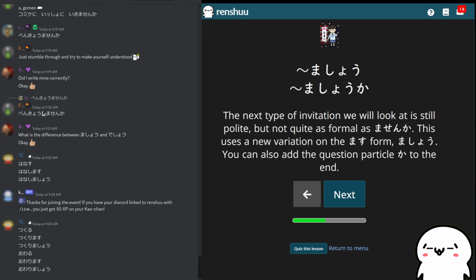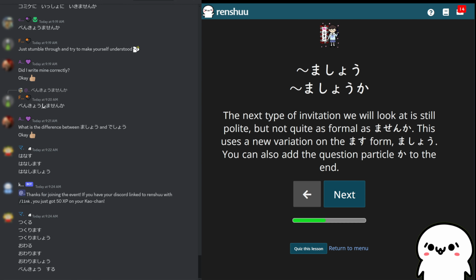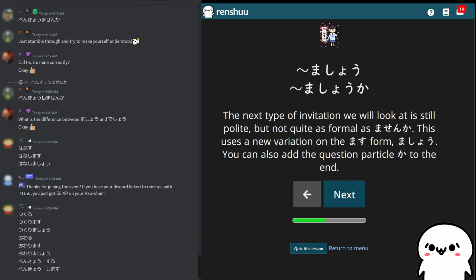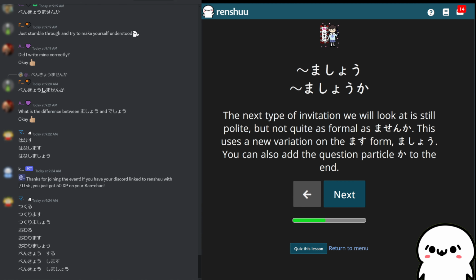Or if we're using our generic do verb, maybe we're saying let's study. So we have benkyou suru, benkyou shimasu, benkyou shimashou. So there's not a huge change here. It's not a big change. Now, depending on the formality, you can add the question particle ka onto the end. Don't worry about the difference between those two right now. We're going to kind of list them all out together towards the end of the lesson. Okay?